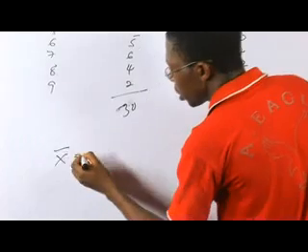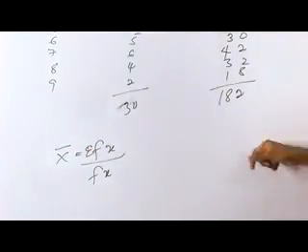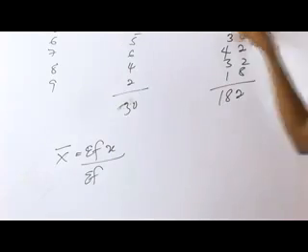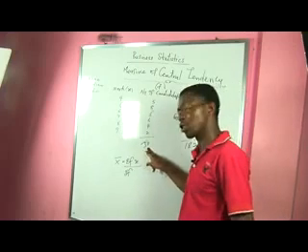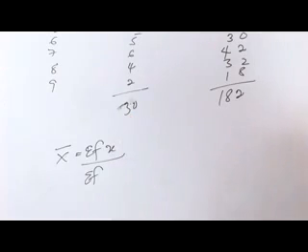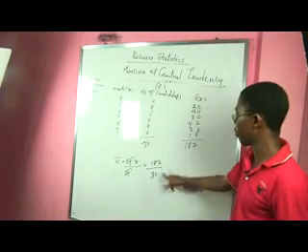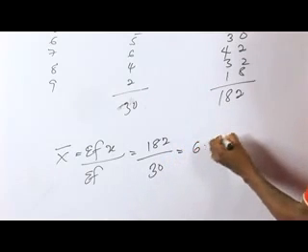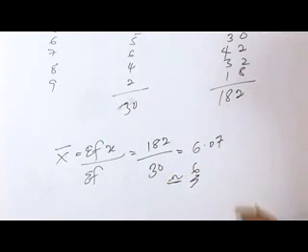Our mean will now be Σfx all over Σf. That means the summation of fx, which is the multiplication of frequency and the variable, all over the summation of f, which is the frequency. So adding this, we now have 182 all over 30. If you divide this, we're expected to have 6.07, which is approximately 6 to the nearest whole number. I hope that is clear.